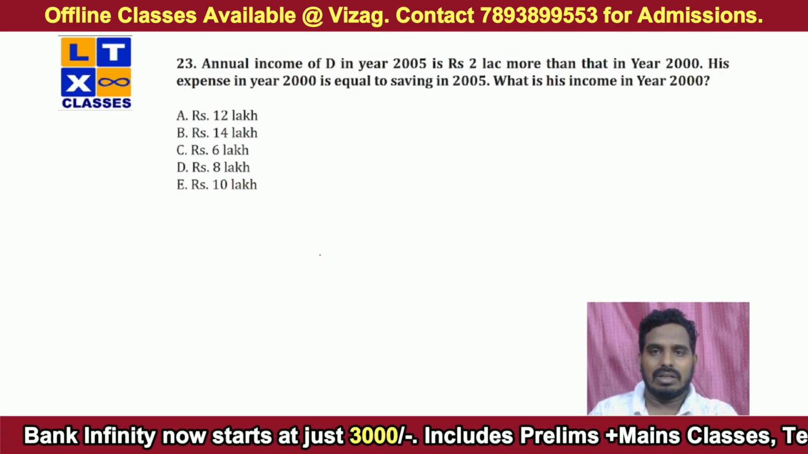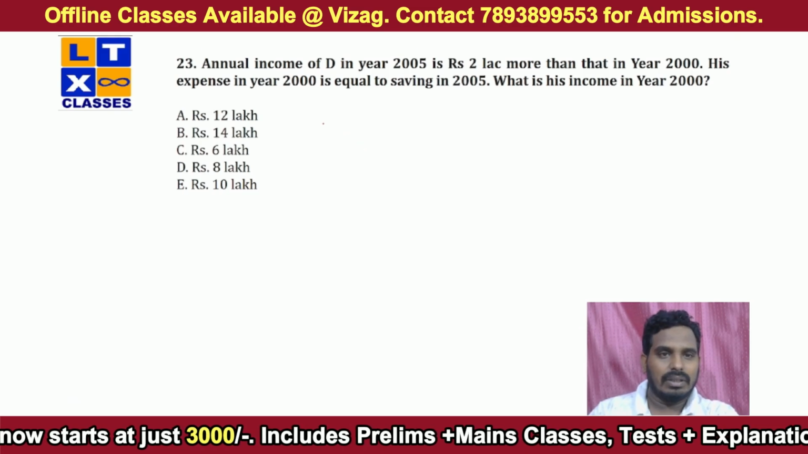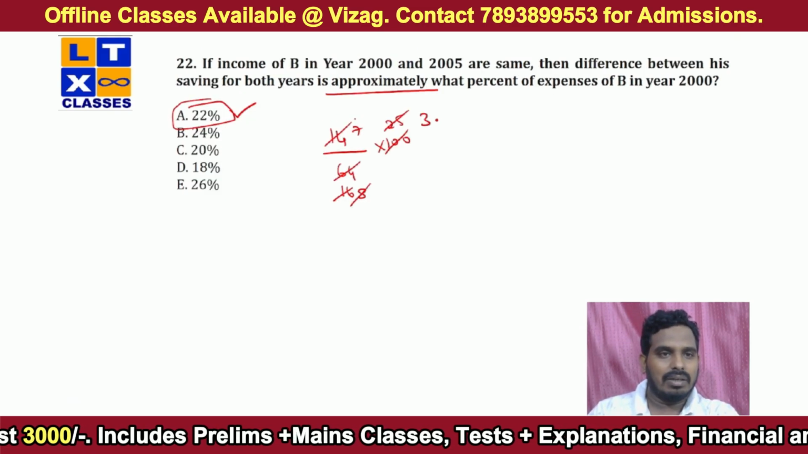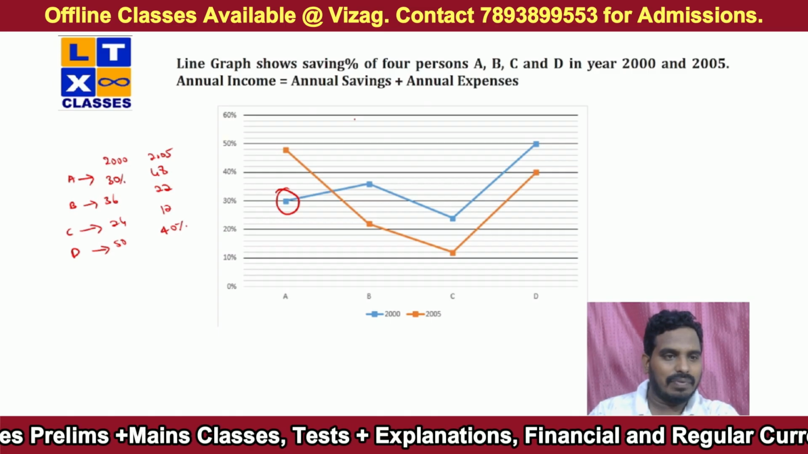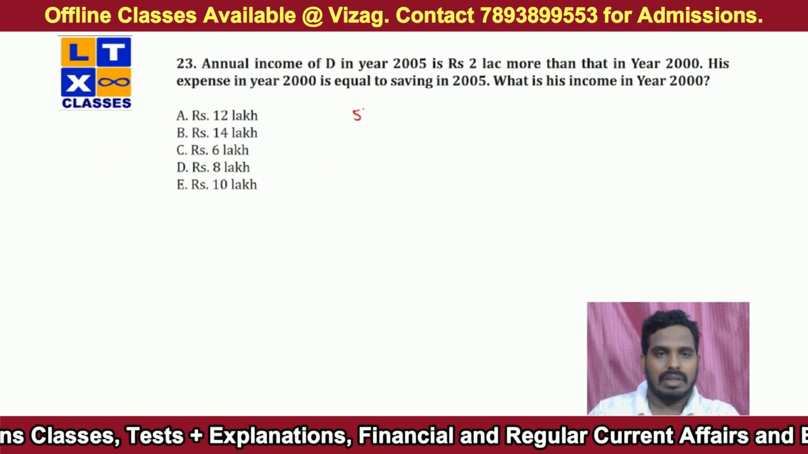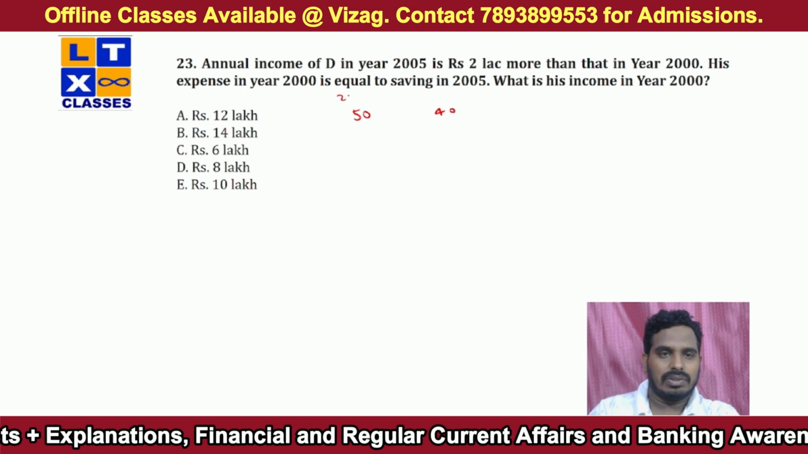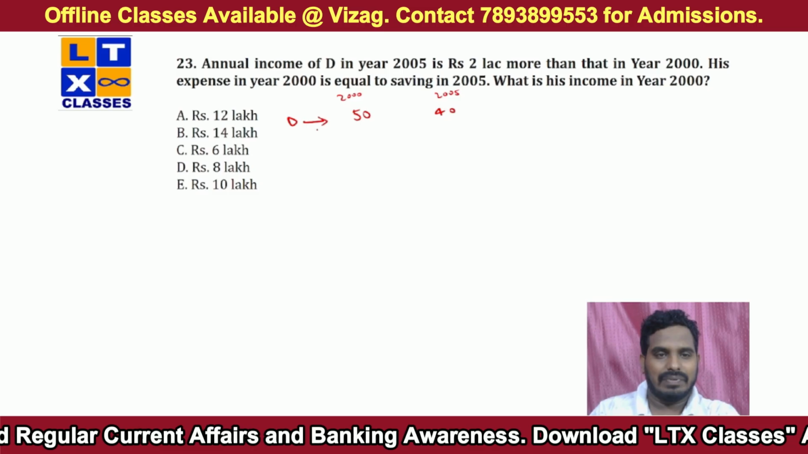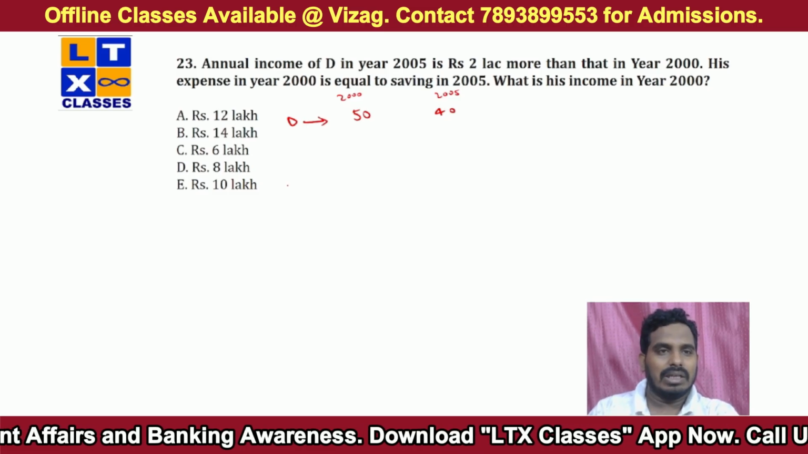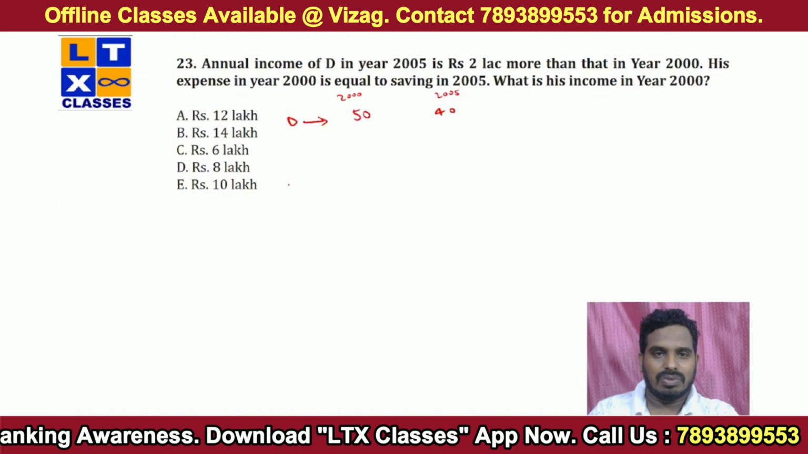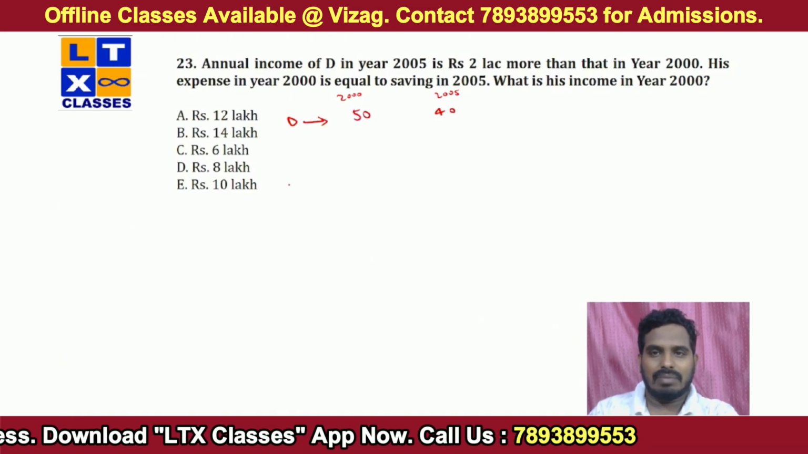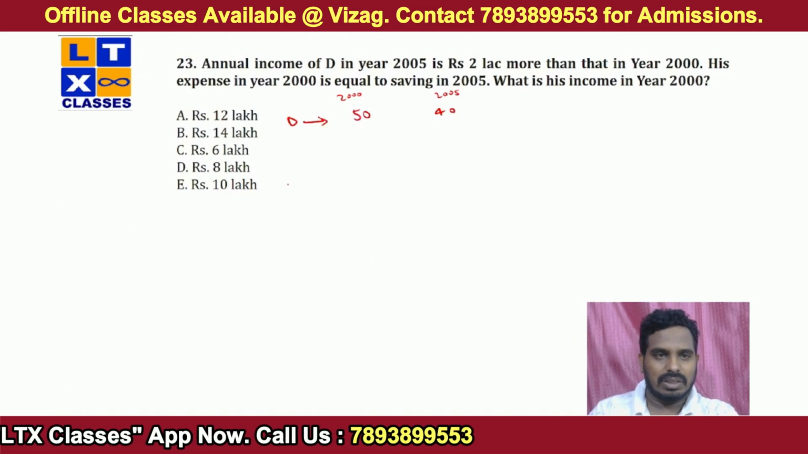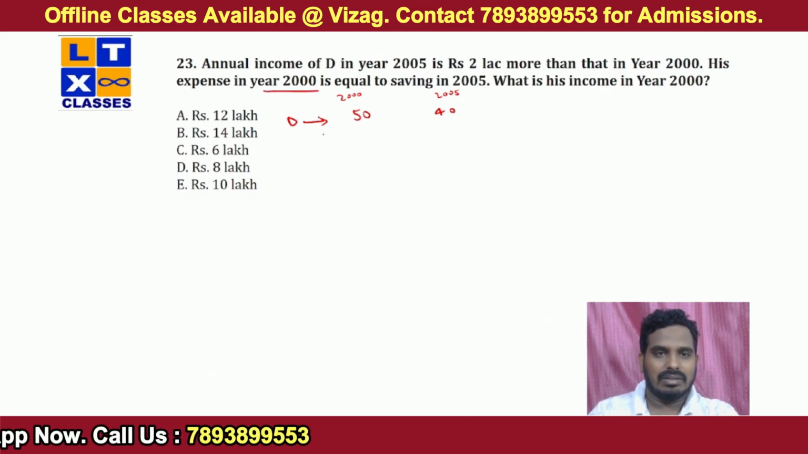Now, annual income of D in the year 2005 is 2 lakh more than the annual income of D in 2000. Okay, so he's talking about D, right? We'll first write the values of D, which is 50 and 40. This is for 2000 and this is for 2005. And these are my savings of D. Now, what he's telling, annual income of D in the year 2005 is 2 lakh more than that in the year 2000. His expense in the year 2000 is equal to savings of 2005.